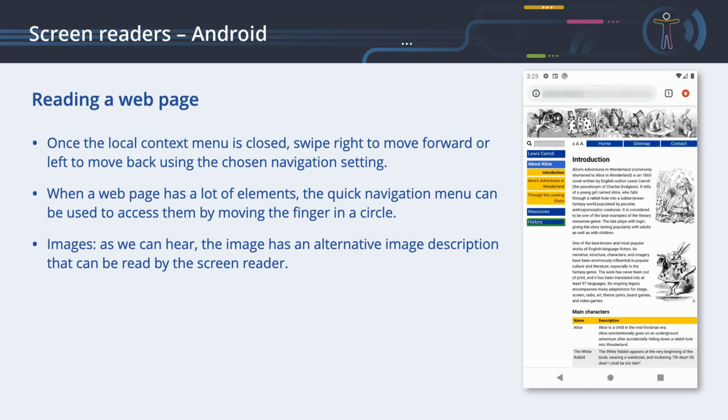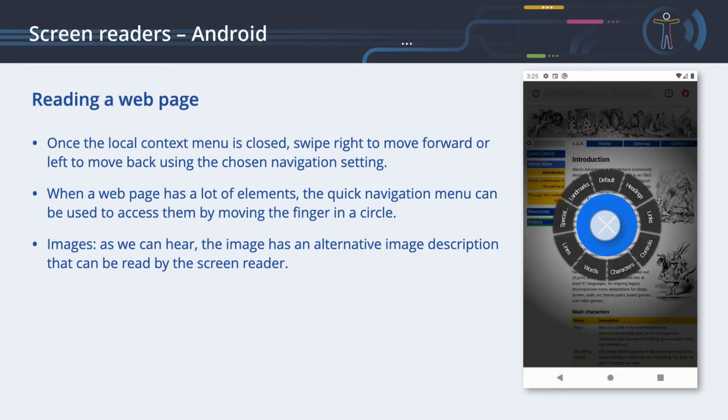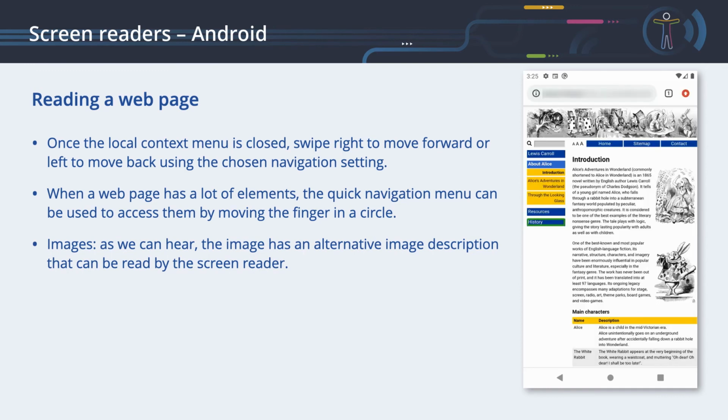We continue reading and reach an image. Touch the screen and explore in a default. Default. Introduction. Out of list. Alice in the Shower of Cards. As we can hear, the image has an alternative image description that can be read by the screen reader.